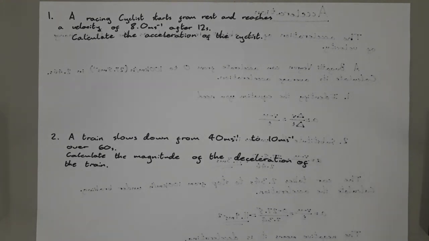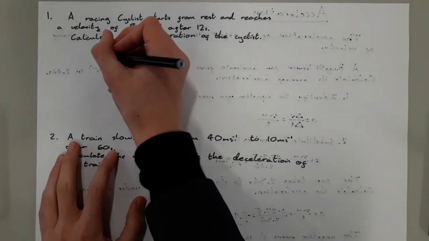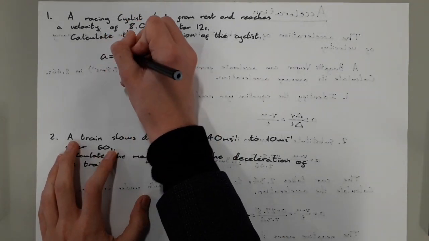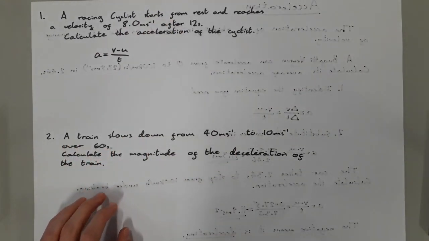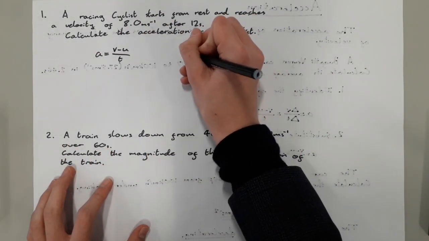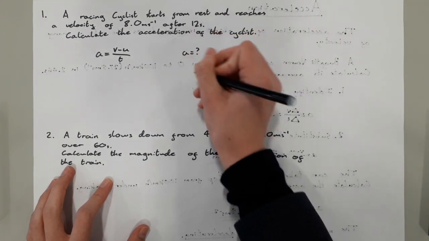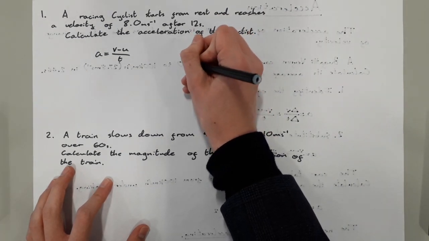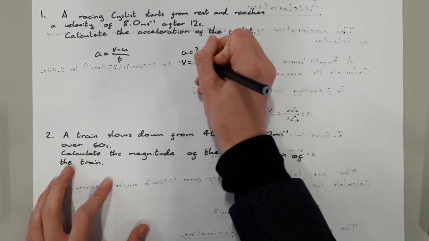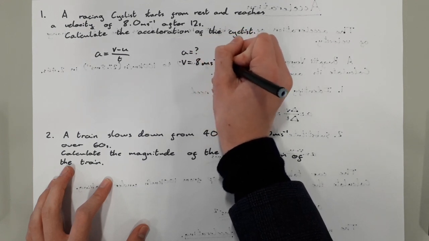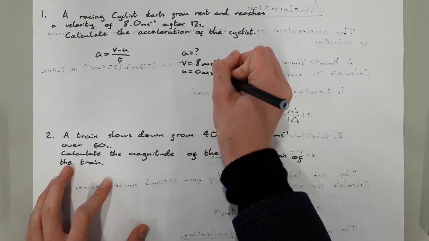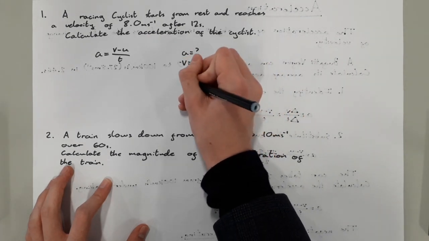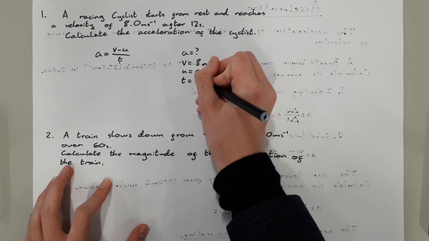Okay, so what we need to do is find the equation that we need, which will be acceleration equals v minus u over t. And we find our values. So our a, we don't know yet. That's what we're trying to find out. Our final velocity is 8 meters per second. Our initial velocity is 0 meters per second because it's just starting from rest. And our t is 12 seconds.